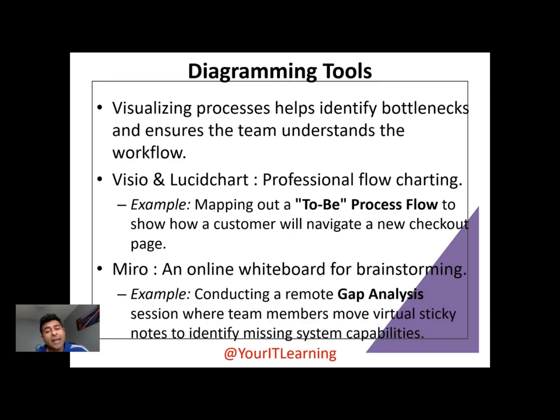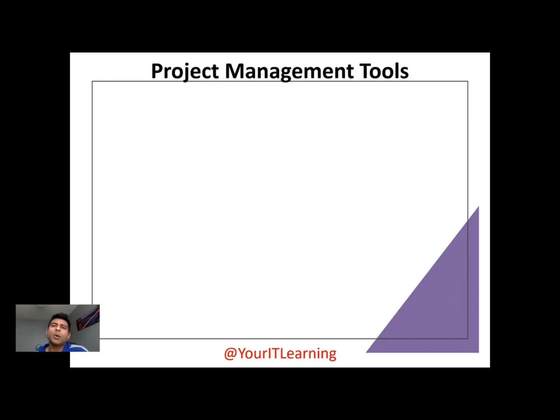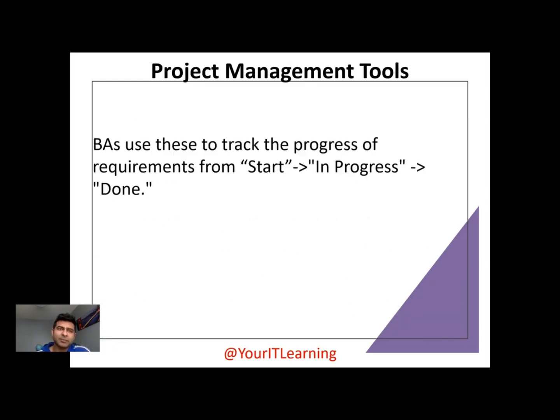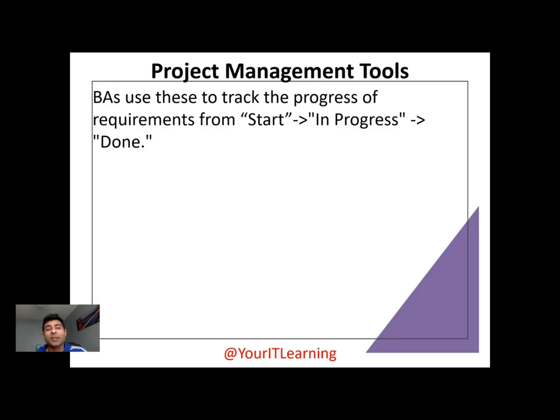Miro, an online whiteboard for brainstorming. So it's, as the name suggests, an online whiteboard where you can brainstorm different ideas within your team. An example would be conducting a remote gap analysis session where team members move virtual sticky notes to identify missing system capabilities. Project management tools: BAs use these to track the progress of a requirement from start, in progress, and done.